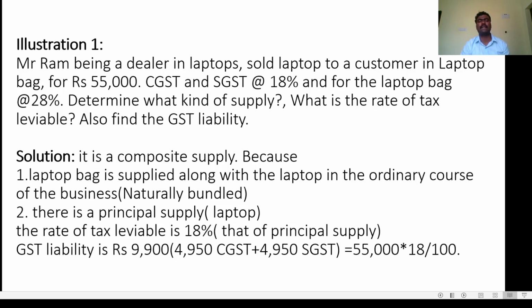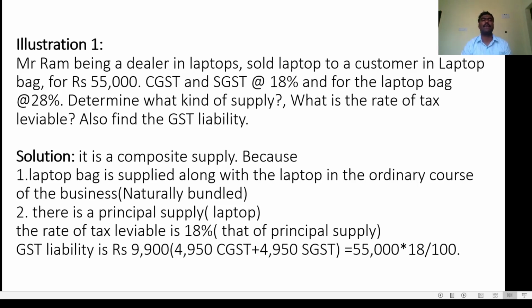The second one is there is a principal supply. The third one is these two cannot be sold separately. So for these three reasons, we can come to a conclusion that it is a composite supply. Now we know that in case of a composite supply, the rate of GST applicable to the principal or main product is taken as the rate of GST for calculation.